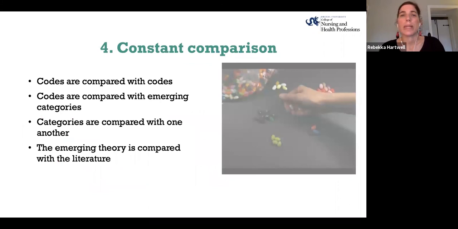And throughout this process, there's constant comparison going on. This means the codes are compared with emerging categories, which are compared with one another, and then the emerging theory is compared with the literature. So there's a constant back and forth.